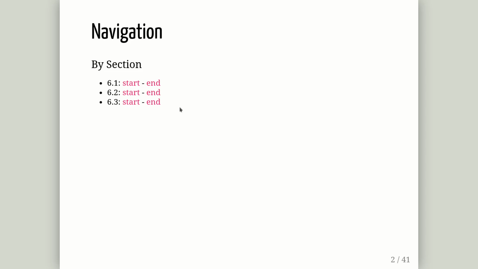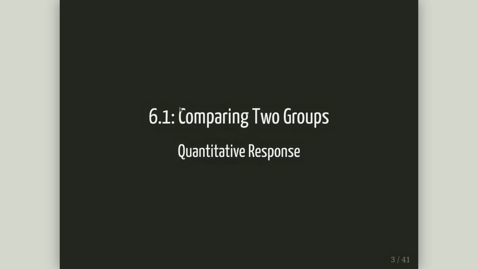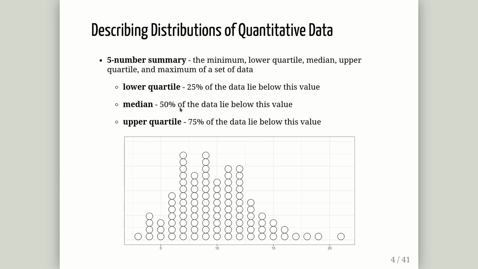Just like in Chapter 5, the first section is going to be how do we describe and generally deal with this type of data. The second section is going to be simulation-based inference on this type of data. And the third section will be theory-based inference on this type of data. All right, so let's get started with comparing two groups with quantitative responses. And the first thing we have to do is figure out how to describe this type of data, which means we're going to talk about something called the 5-number summary.